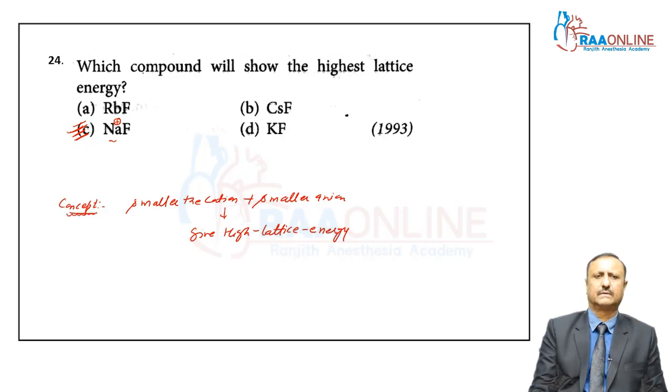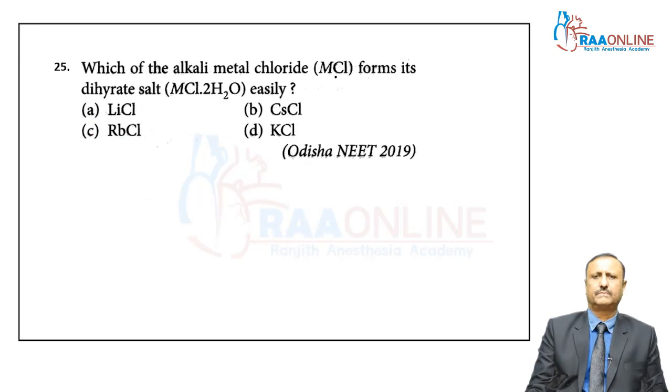Now we can see question number 25. Which of the alkali metal chlorides forms its dihydrate salts easily? Here, my dear friends, you can go to option A, LiCl, because lithium shows abnormal behavior. It forms LiCl·2H2O. It is hydrated and forms this compound. This is the abnormal behavior of lithium.